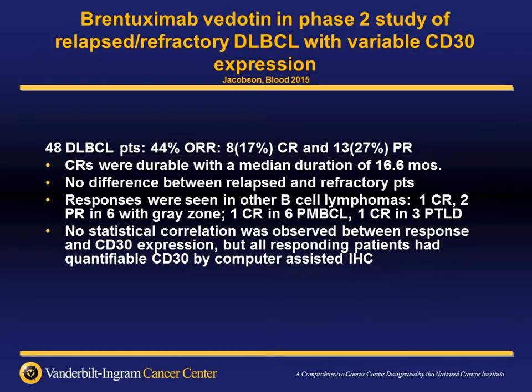And the CRs were durable with a median duration of 16.6 months. There was no difference between relapsed and refractory patients, and responses were seen in other B-cell lymphomas, including 1 CR, 2 PRs in what's called gray zone lymphoma in 6 patients, 1 CR out of 6 primary mediastinal large B-cell lymphoma, which even though the numbers are small, it's a little surprising because those are CD30 positive, and 1 CR in 3 post-transplant lymphomas. There was no statistical correlation observed between response and CD30 expression, but all responding patients had quantifiable CD30 by computer-assisted immunohistochemistry.